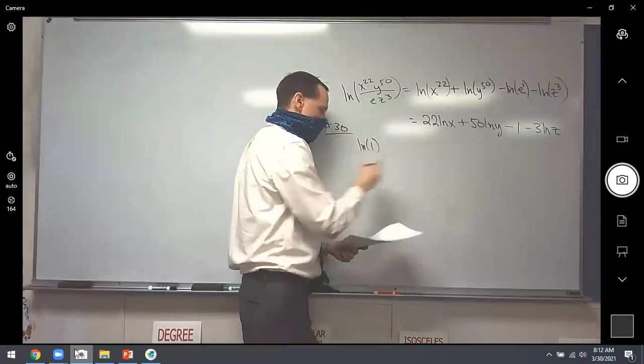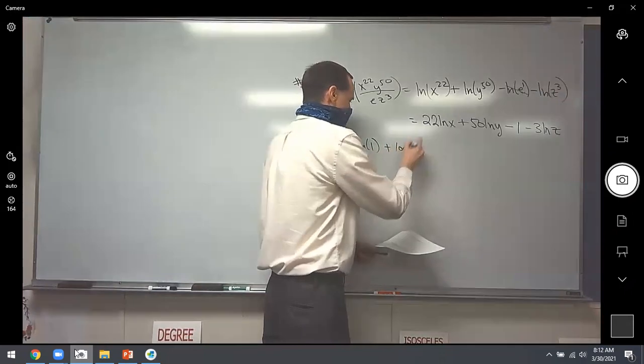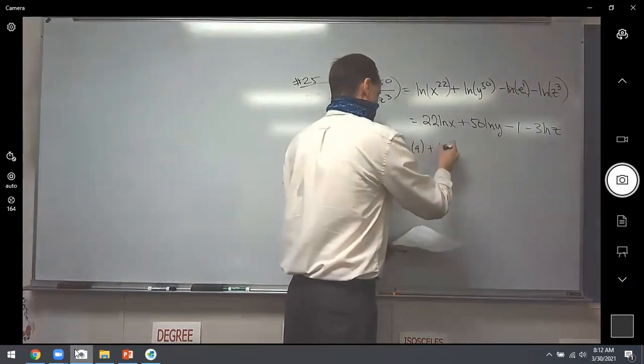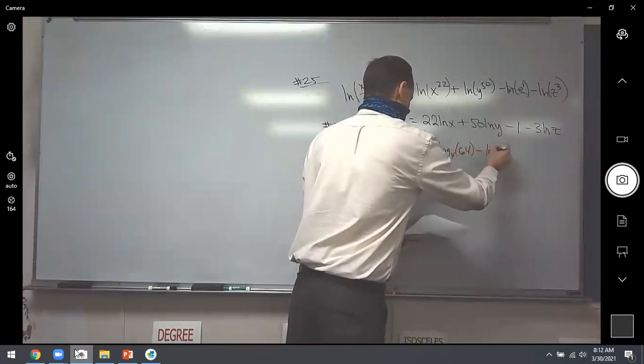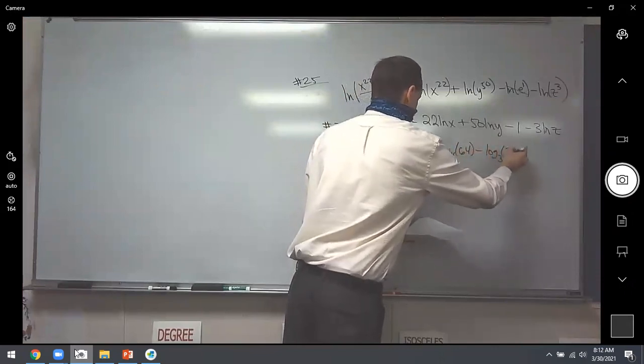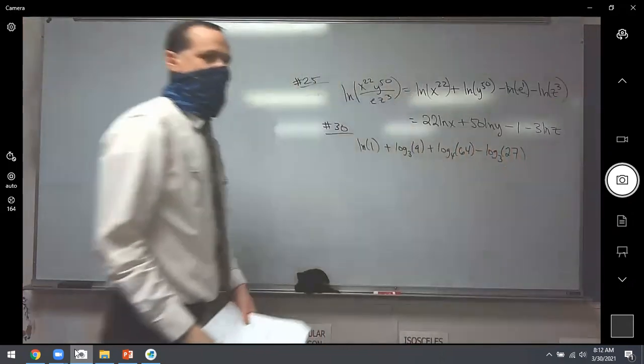I give you natural log of 1. This is probably the one problem on the whole test where I have a weird mix of bases. You got a log with a base of 3, you got a log with a base of 4, you got a log with another base of 3. It's just a whole thing.